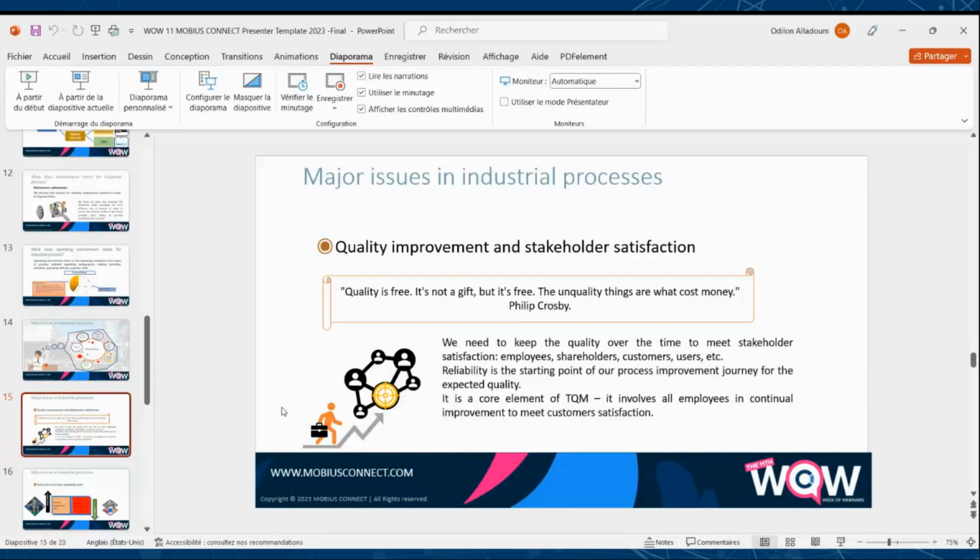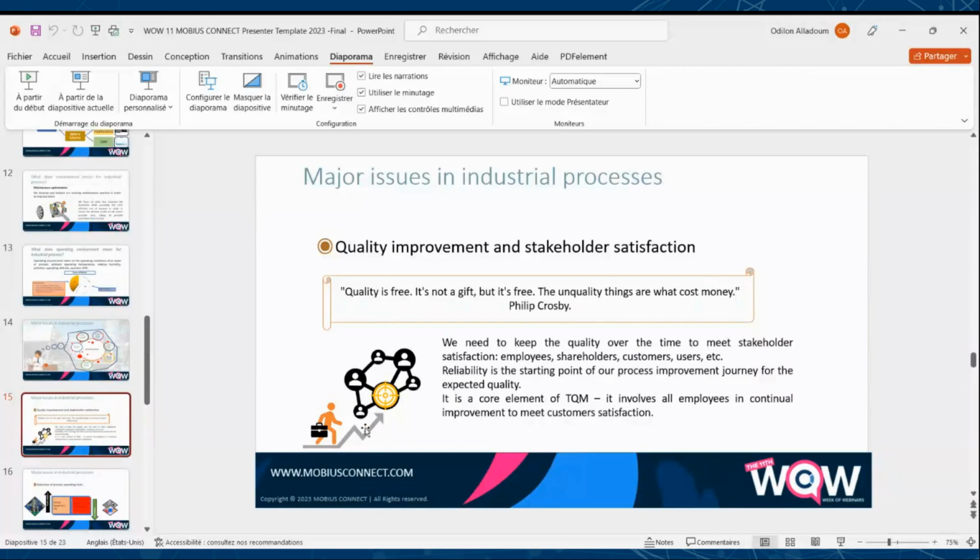So this means also that the starting point of reliability is the starting point of process quality. If you need to assure quality improvement and the satisfaction of our stakeholder, we need to start by reliability. So quality improvement and stakeholders satisfaction are important issues to take in account when we develop reliability and maintenance optimization strategy for our process.